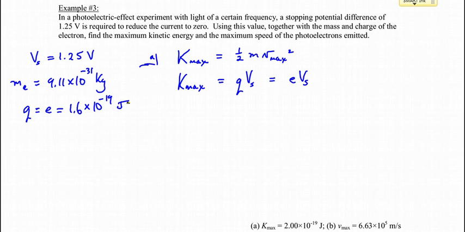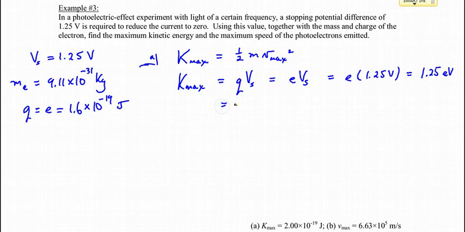Now, you could write your answer in electron volts if you'd like. It would be very easy. It's E times the potential, which is 1.25 volts. So really, the energy is 1.25, bring over that E to over here, and you'll have electron volts. Or, as shown down here, we have it in joules.